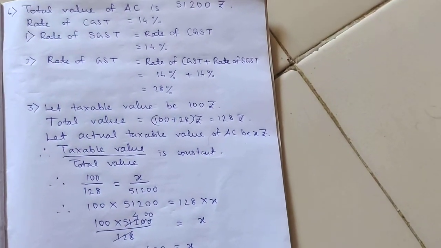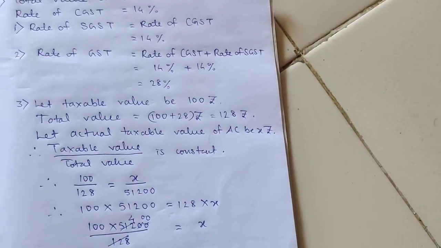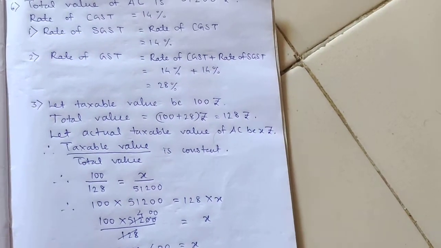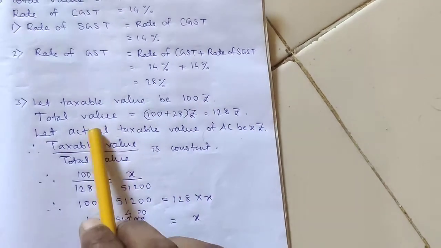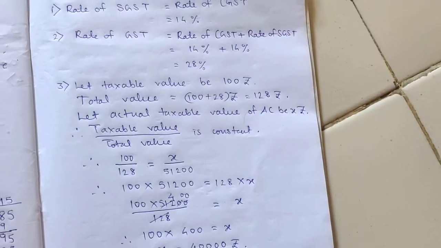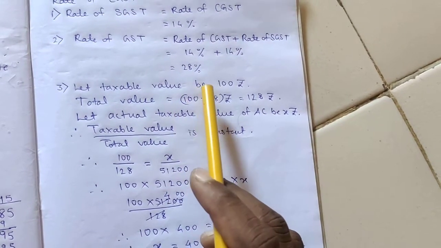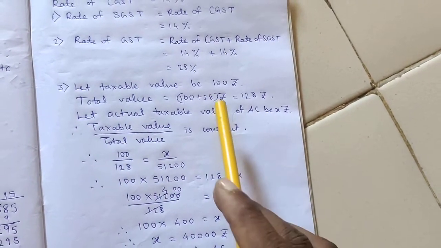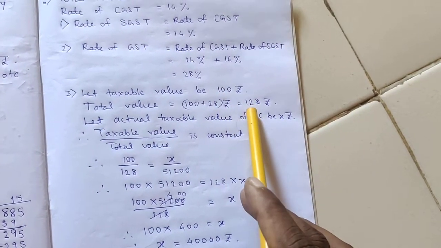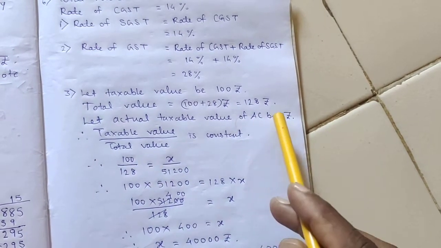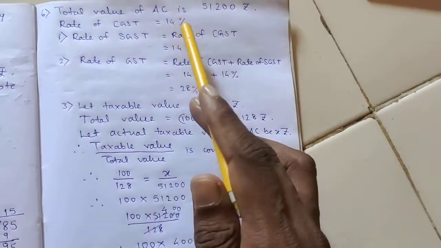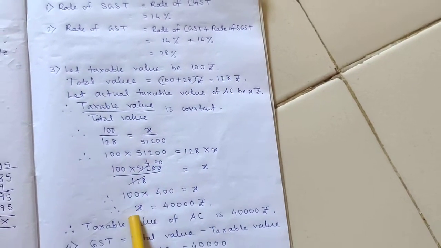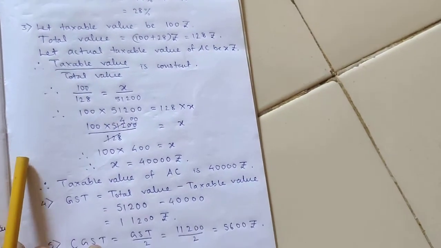So students, whenever you are calculating taxable value, first make that taxable value 100. Since we know if our taxable value is 100, then our total value will be 128. Okay, and then we have used this concept, that taxable value upon total value is always constant. If our taxable value is x rupees, then our total value was 51,200, and by doing cross multiplication and simplification we got x value as 40,000 rupees.